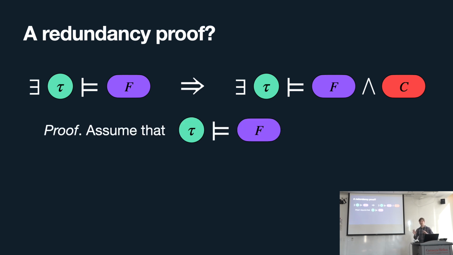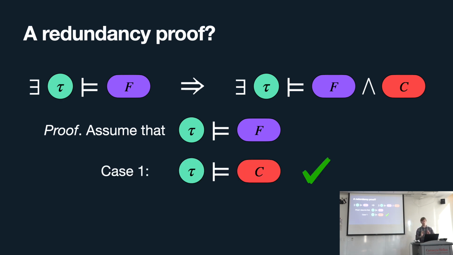And a proof sketch in the abstract would look something like this. Assume that we do have a truth assignment tau that satisfies F. Perhaps we really want that truth assignment to satisfy C. So case 1, tau satisfies C, and we'd be done. But the world isn't so nice. Sometimes we are in case 2, where tau does not satisfy C.